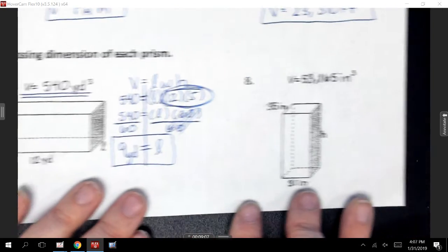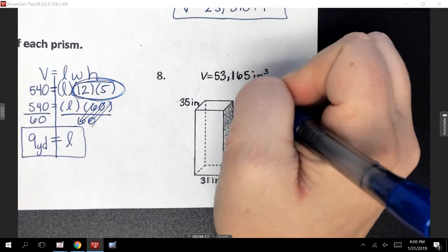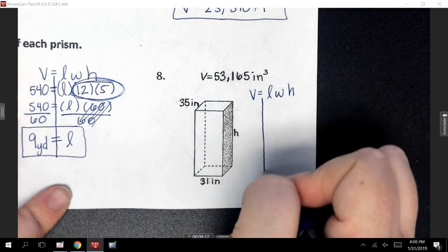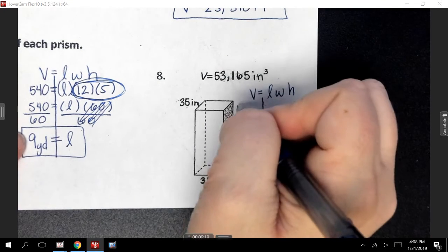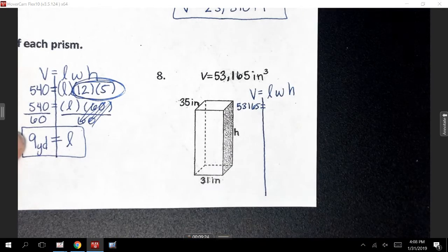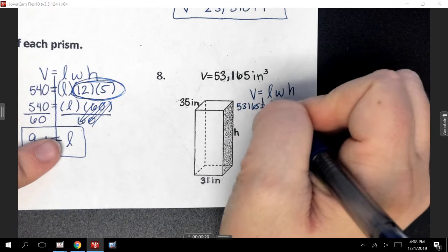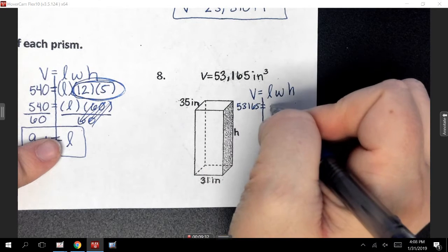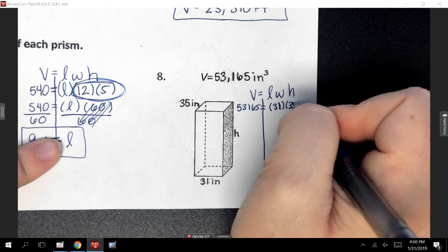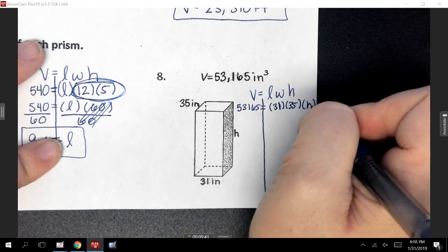All right, we're going to look at number 8. Now, number 8, I'm going to have to probably squish it a little bit because I don't have as much space over here. So I'm going to do V equals my L, W, H. I'm going to draw my line. All right, so I have 53,165. You can tell I'm writing a little small there. L, we can say that that's 31. If you want to use that as your width, that's fine. You can use 35 as your length. It doesn't matter. So I'm going to do 31, and I'm going to do 35. And then for my height, it has an H, so I'm just going to leave H alone.